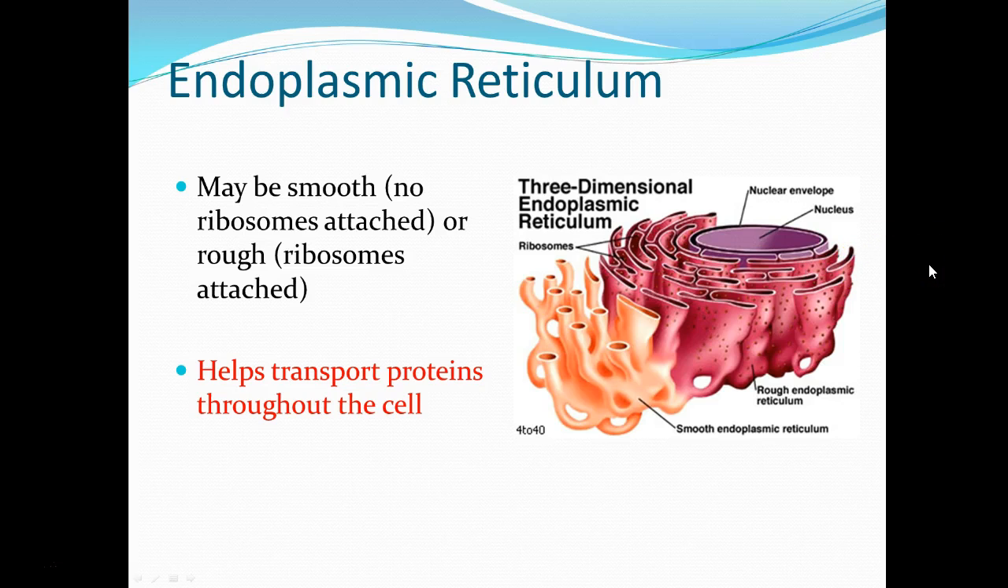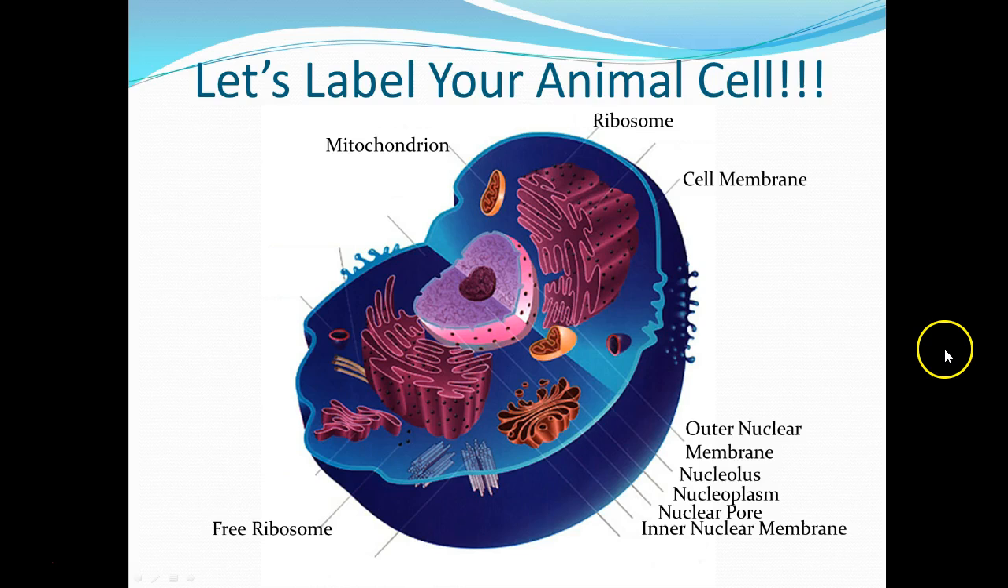Endoplasmic reticulum, there are two kinds, smooth endoplasmic reticulum and rough. Now remember, rough has the ribosomes attached on the outside, whereas the smooth does not. The endoplasmic reticulum's main job is to help move proteins and other substances in and throughout the cell. As you can see in this drawing, it connects to the nucleus, to its outer membrane, and goes all the way out to the cell membrane. You don't really see that from this drawing, but you do see its connection to the nucleus.